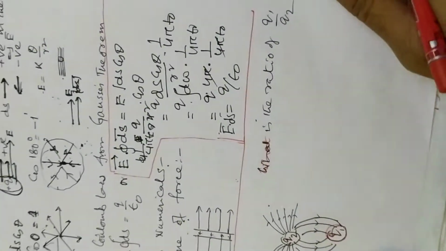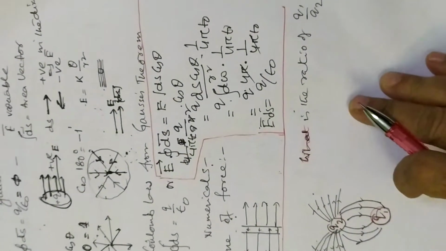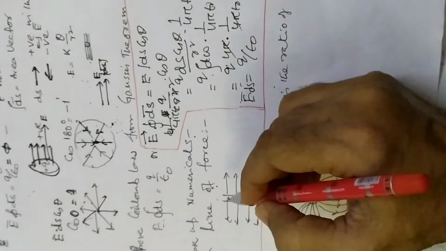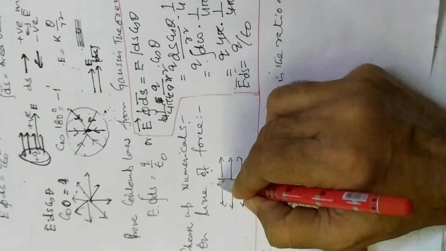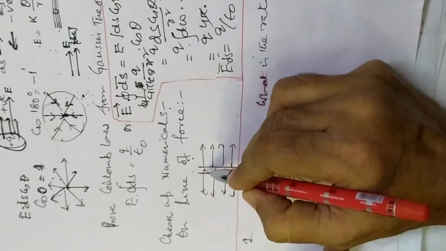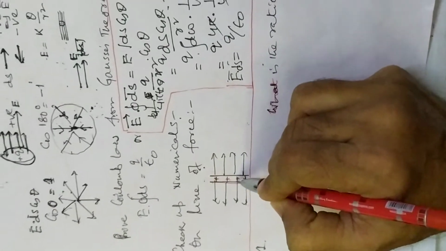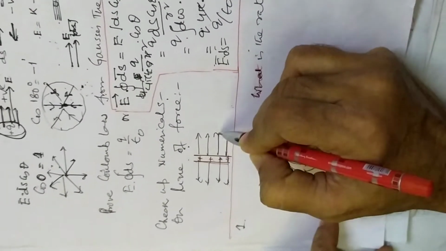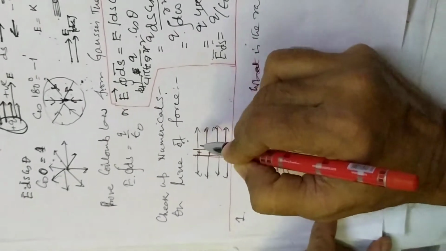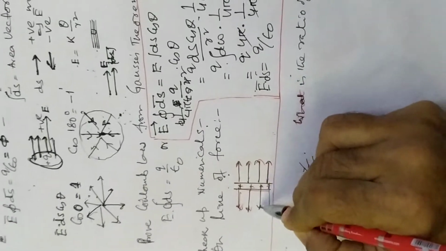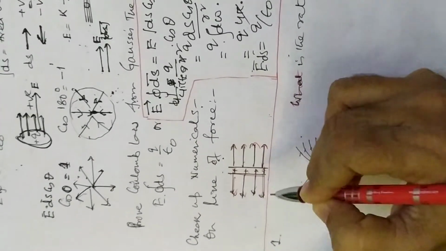Now let us check this Coulomb's law with certain examples, and see how we can use these laws. First, let us learn how the lines of force can act. Suppose this is a plate and we have given positive charges. Positive charges means these arrows will be outward, so we'll show all outward arrows. So these are the lines of force for the positive charge.